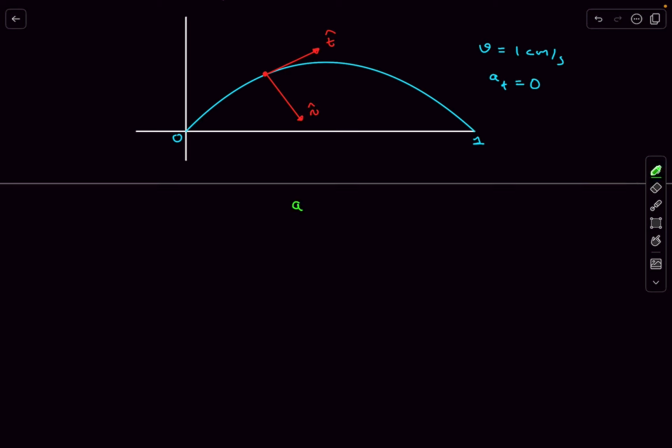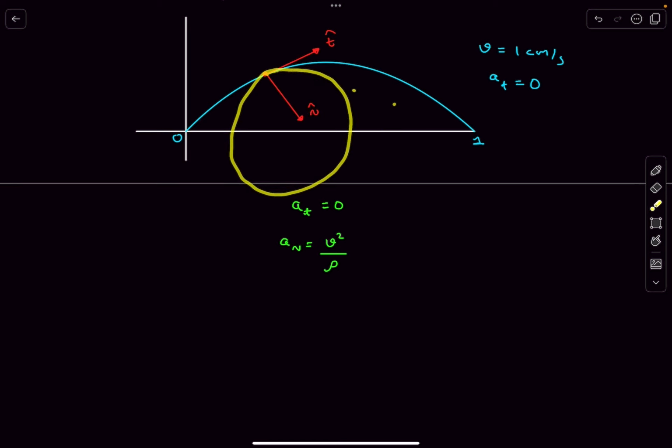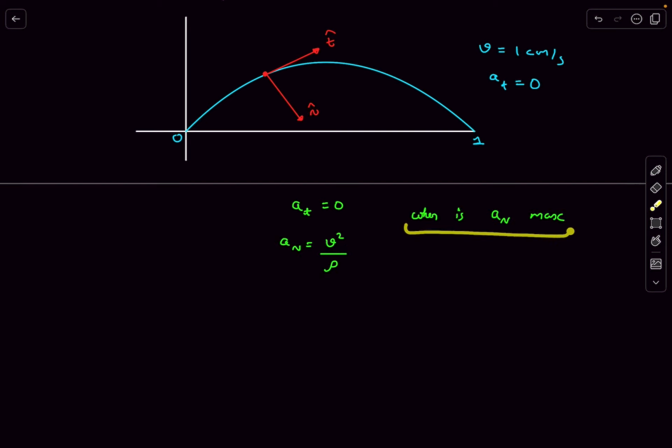So in this question, the acceleration along the tangential direction is 0 because the speed is constant, and the acceleration in the normal direction is the speed squared divided by the radius of curvature at this particular point. If we take a small arc at this point, it is part of a circle, and the radius of this circle is what we call rho. So v squared divided by the radius of curvature will give us the normal acceleration at that point. Basically we have to figure out when the normal acceleration is maximum.